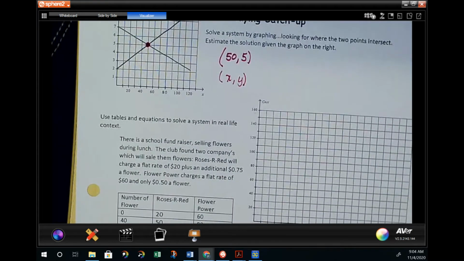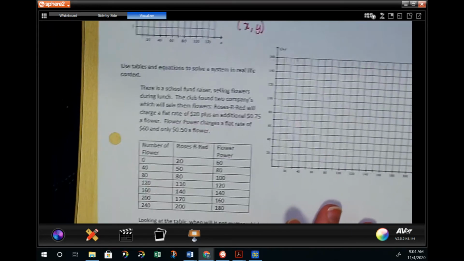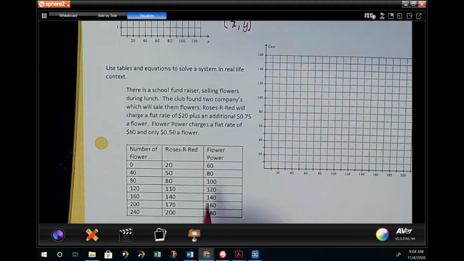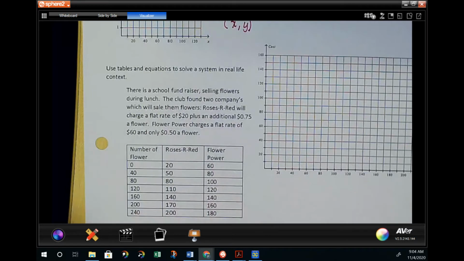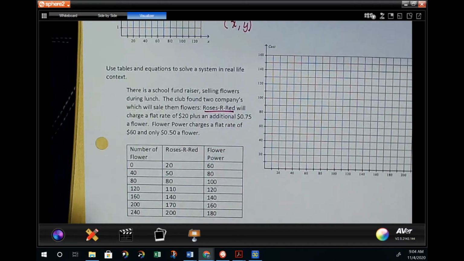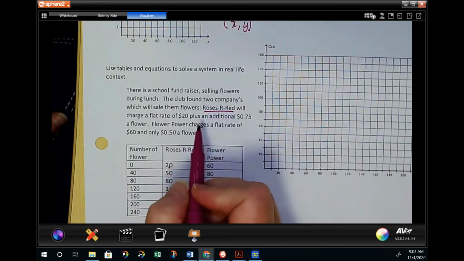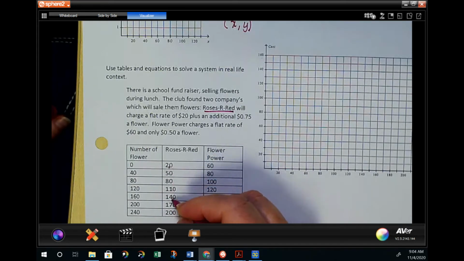So the next is we've got some information and we've got some data, and we're going to have two sets of data. So there's a school fundraiser. They're selling flowers during lunch. The club found two companies, and there's the Roses Are Red, which is a flat rate at $20, and then an additional 75 cents a flower. So all of this data is already done for you. It's already put in. So we're going to go ahead and graph that data.